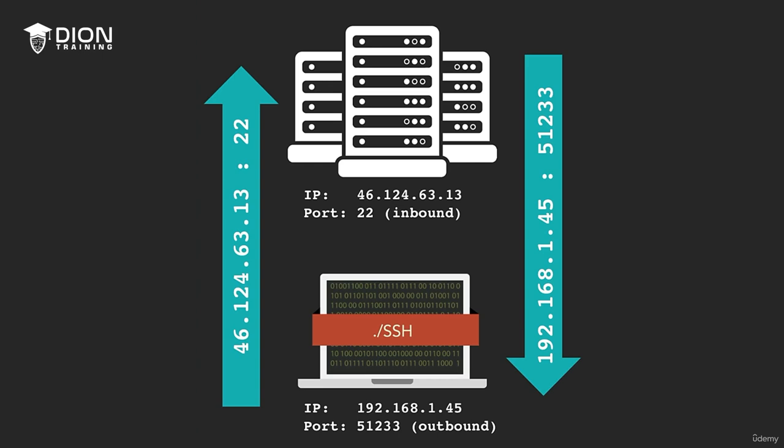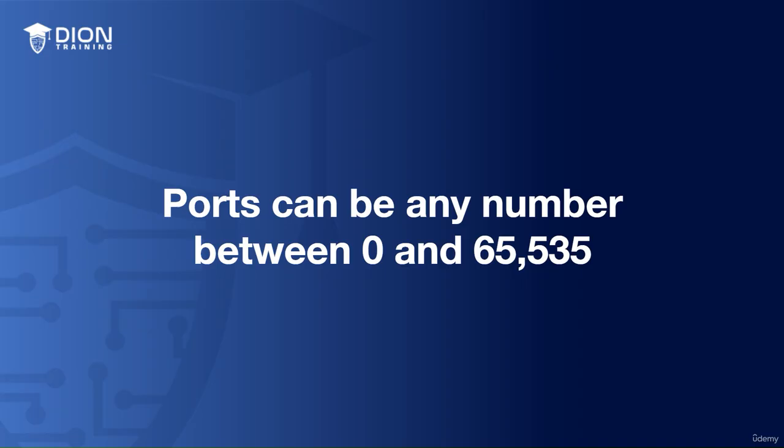So now that we understand a little bit about how ports work in the real world, let's talk a little bit more about the ports themselves. In addition to being classified as either an inbound or outbound port, your port is also going to get a number, and then it's going to be assigned to one of three groups based on that number. Now, this number can be anywhere from 0 all the way up to 65,535.